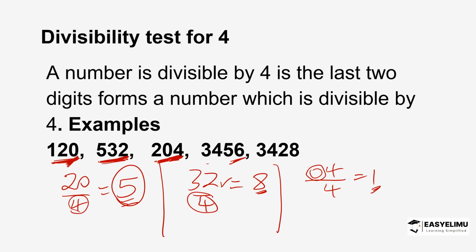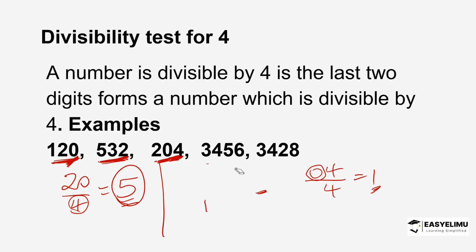The same applies to 3,456. The last 2 digits, 5 and 6, form the number 56, and 56 is divisible by 4, 14 times. The same applies to 3,428. We conclude that it is divisible by 4 because of the last 2 digits, which is 28. 28 is divisible by 4, 7 times, and that is why we conclude that 3,428 is divisible by 4.